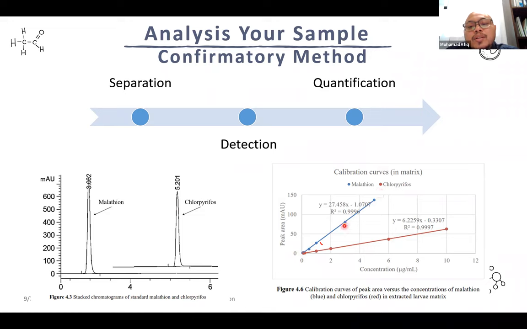Here is the calibration curve. If you look over here, it may be lower than 1 ppm. It means that it reached the ppb level. So it means that the detection limit is very good for the confirmatory analysis.